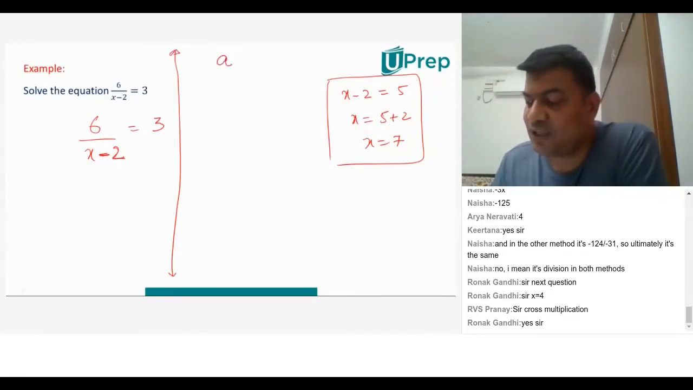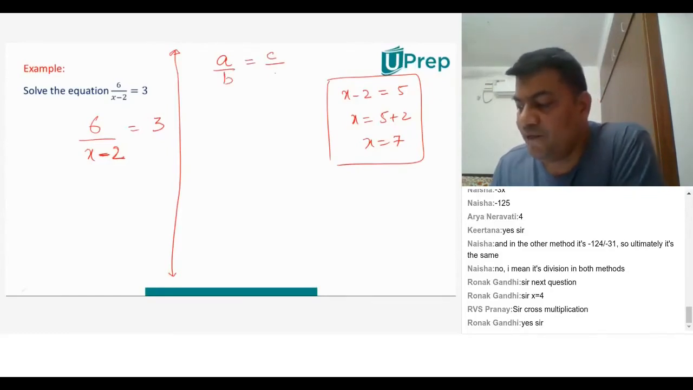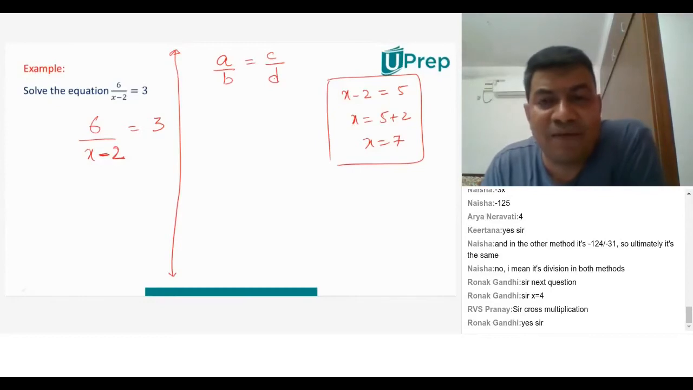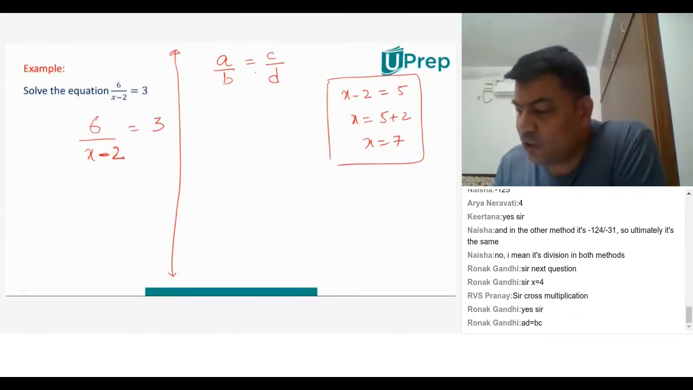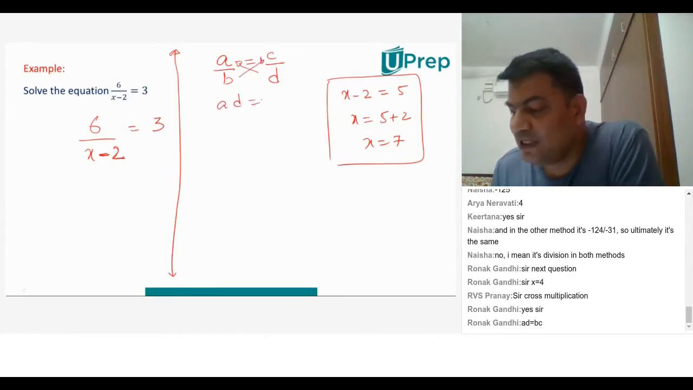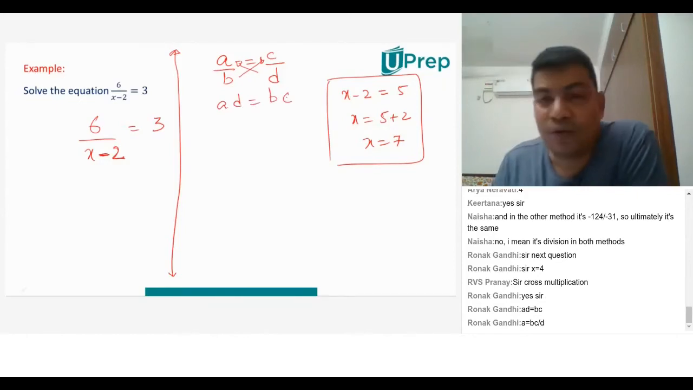Whenever we have an expression A by B is equal to C by D, whenever we have two ratios, you can do a lot of things with them. Like, you can do cross multiplying. Therefore, you know AD is equal to BC. That is one expression that you know.